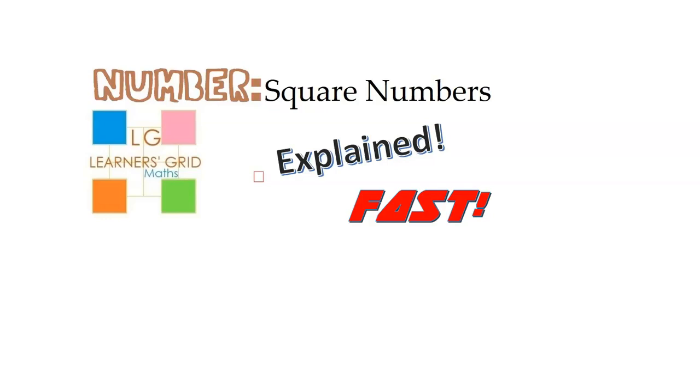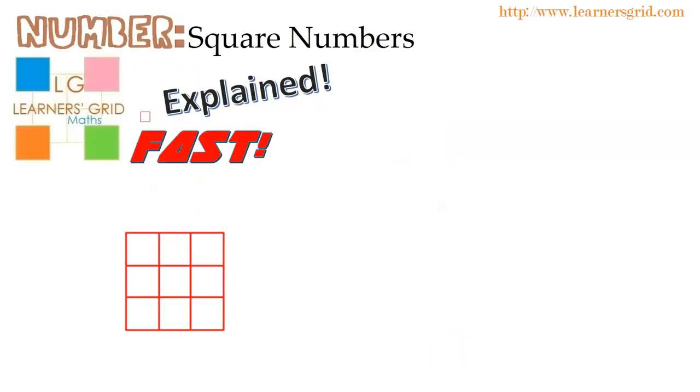So we're going to take a quick look at square numbers, and this explanation is the fast version. There is a more detailed version on this channel, but this one we want to get done ASAP. Okay, so here is a diagram of a square number, and the square number is 9.